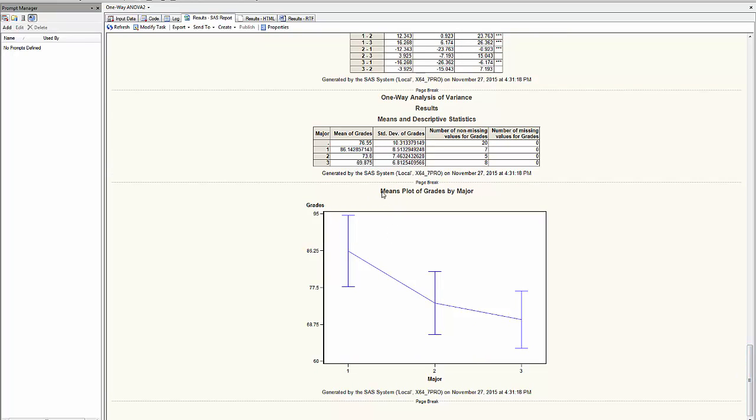This plot is the mean plot of grades per major. It gives me an indication of where the grade averages are located. This is an overview of the one-way analysis of variance.